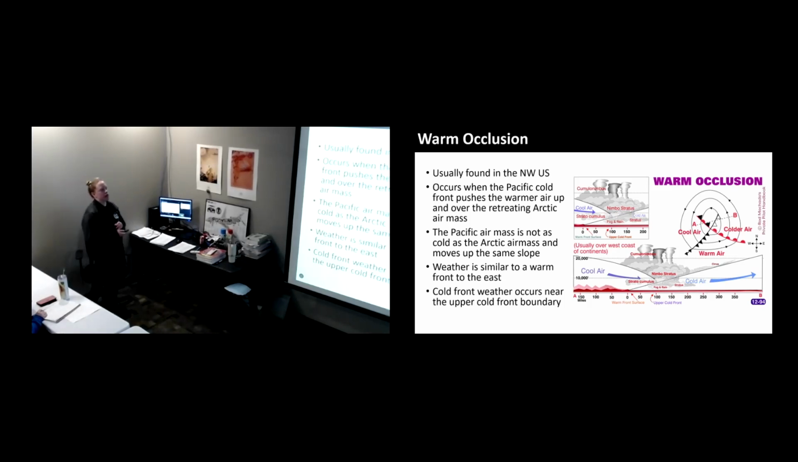Warm occlusions are found in the Northwest United States, so not around here. It occurs when that Pacific cold front pushes the warmer air up over the retreating Arctic air mass. I've never been quizzed on warm occlusions, but the weather is similar to a warm front on the east, and the cold front weather occurs near the upper cold front boundary.